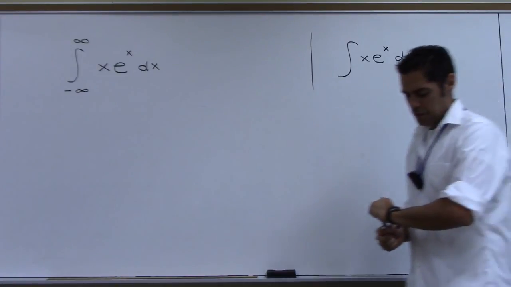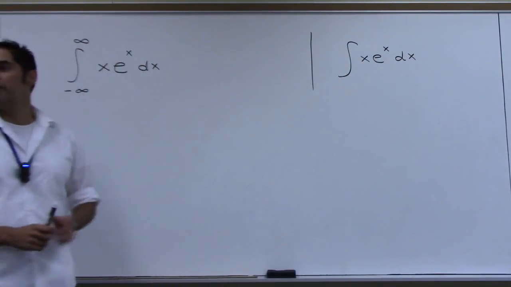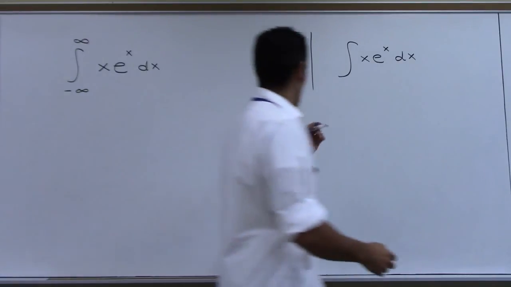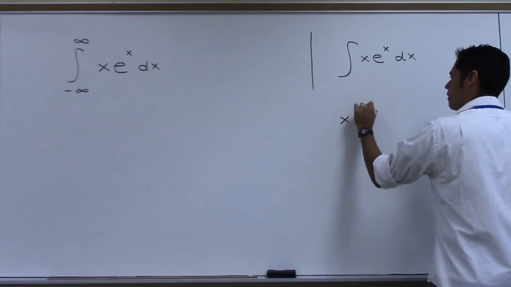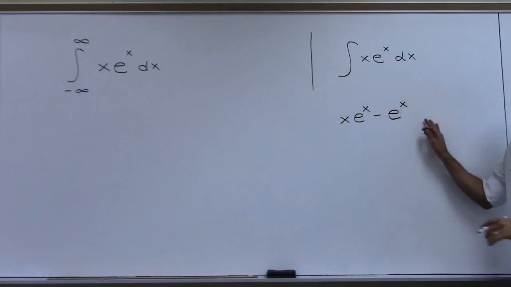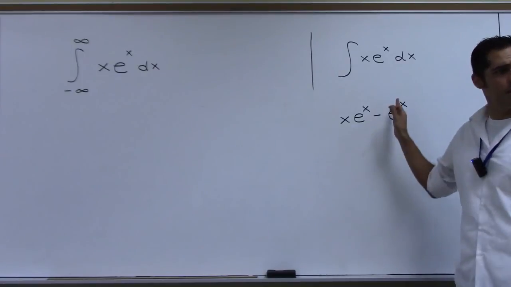Okay, that's good enough. So who wants to volunteer what the antiderivative of x e to the x is? Go ahead. I got x times e to the x minus e to the x plus c. Plus c, but we won't need it, right? Okay, let's take a vote. How many of you are in favor of this? Okay, very good. So integration by parts, right?